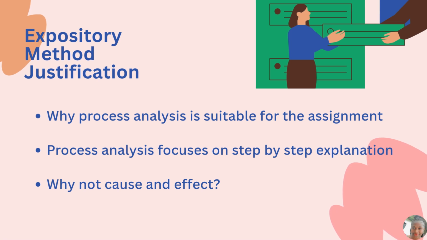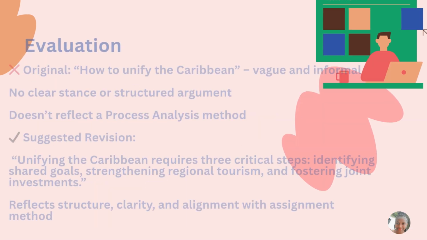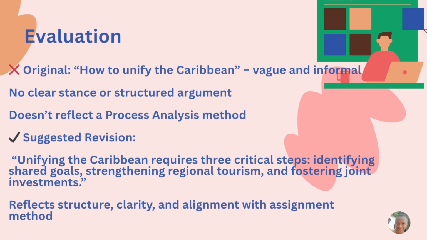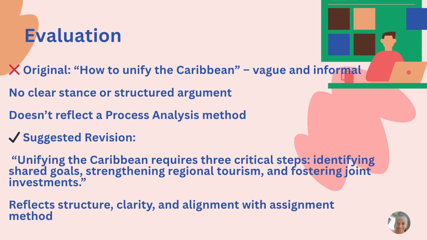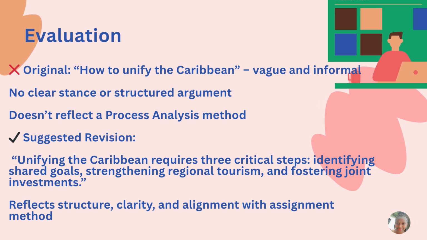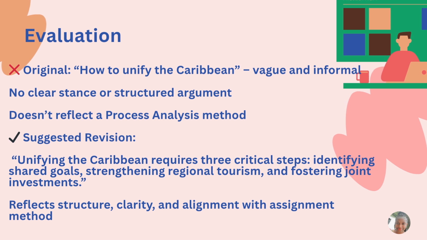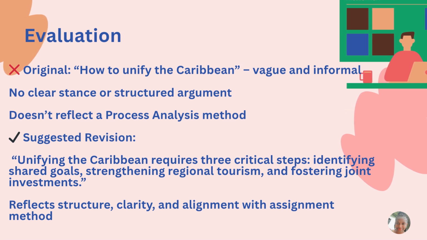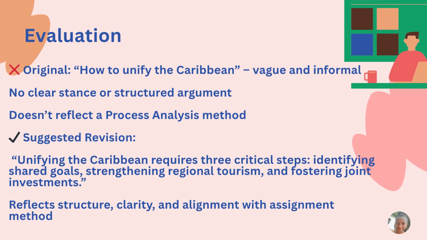Jessica, as an academic writer, what do you see in Lazarine's outline? Thank you, Tashna. I will now assess Lazarine's thesis statement and topic sentences, considering what we have learned on Caribbean integration. Starting with the thesis statement, Lazarine wrote, "How to Unify the Caribbean." This is ambiguous, lacks scholarly tone, and does not demonstrate the systematic reasoning required for a university level outline. It also fails to reflect the cause and effect or process analysis method required.